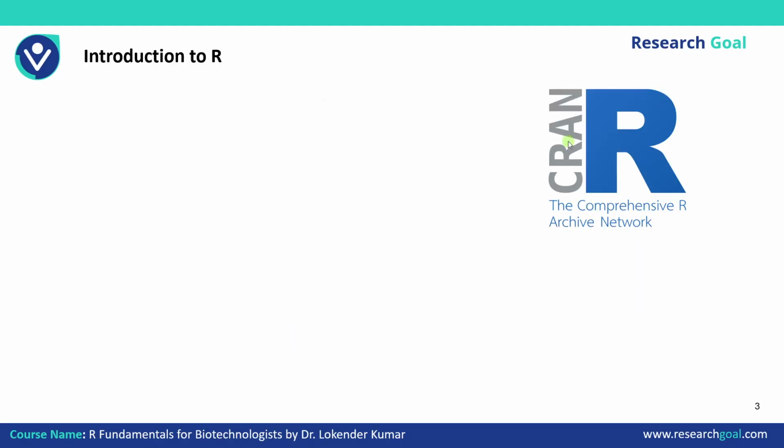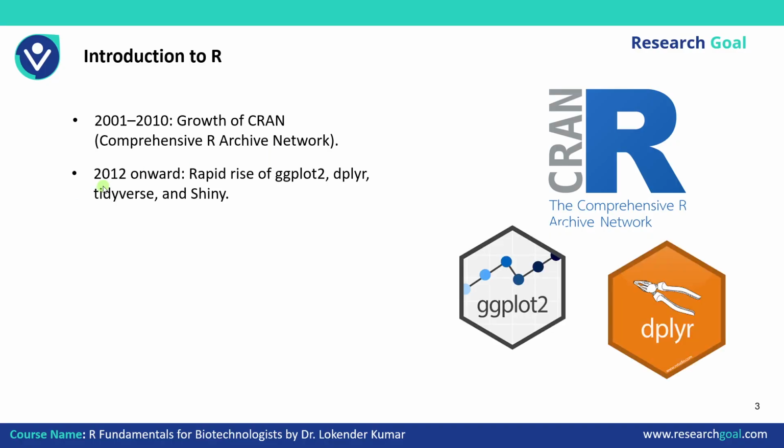The next thing that is very important is CRAN, the Comprehensive R Archive Network. There are so many things in CRAN. It was basically developed from 2001 to 2010, and various things were getting added to this network. After 2012 onwards, there was a rapid rise of other features, for example ggplot1, ggplot2, dplyr, tidyverse, and shiny. So many advanced features are available if you're using R.